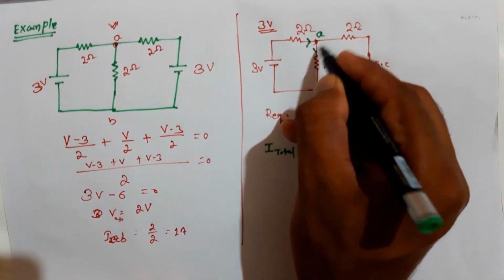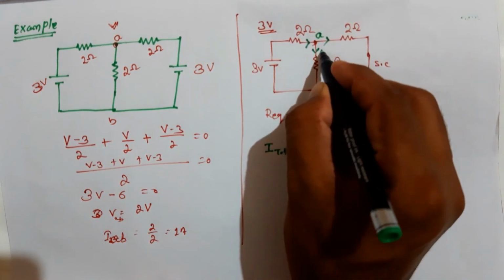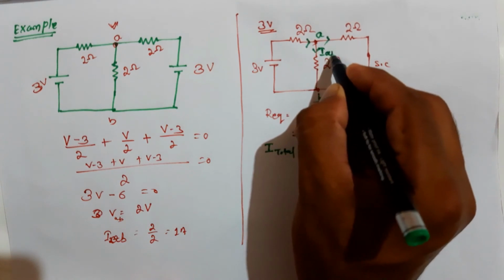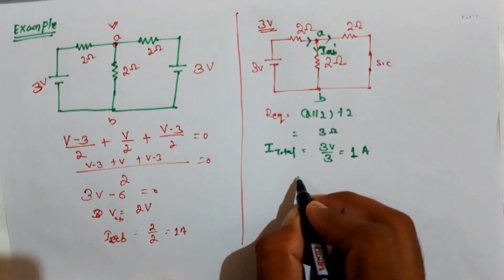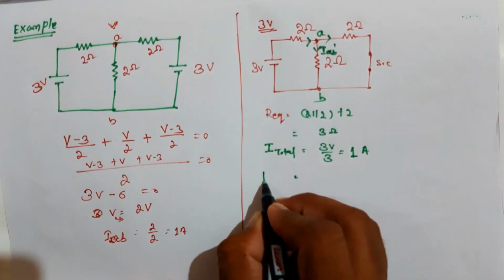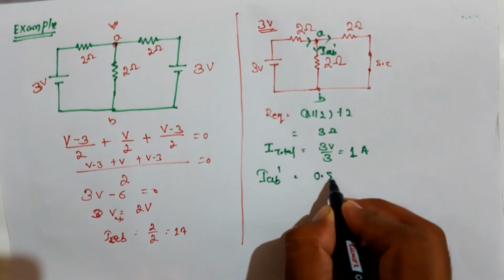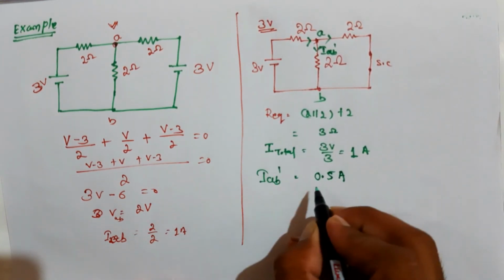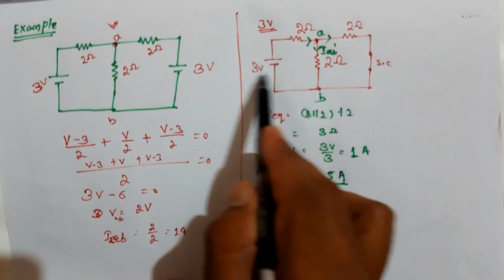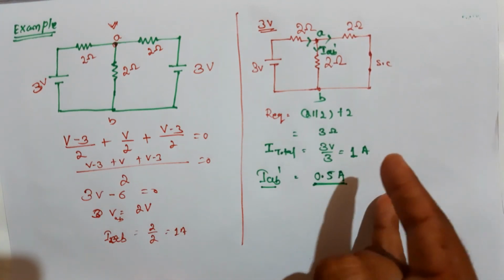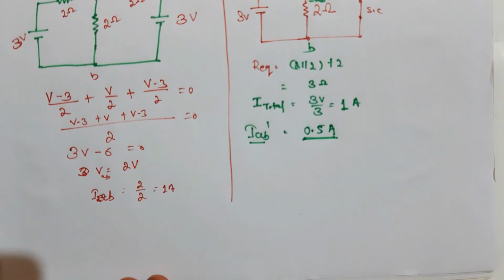The current, this 1 ampere, is divided between 2 and 2, so that with equal resistance it is equally divided, so we take its name as IAB single dash. So this IAB single dash is equal to 0.5 ampere, okay. First we find IAB dash 0.5 ampere, which is the first 3 volt response, then we consider the second 3 volt, okay. Let us go to the second.